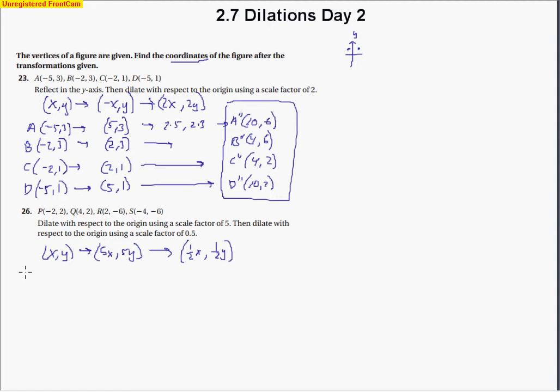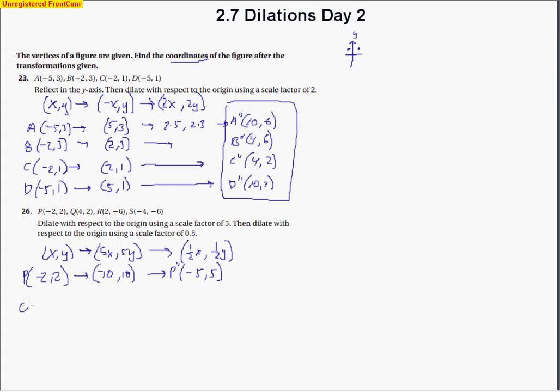So we've got P started at negative 2 comma 2. When I multiply it by 5, I get negative 10 comma 10. But then I need to take half those numbers, and when I take half of those, I end up at negative 5 comma 5. That first one was P, so I'll put P double prime there.